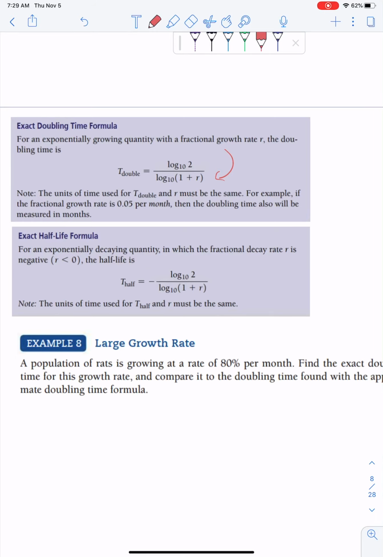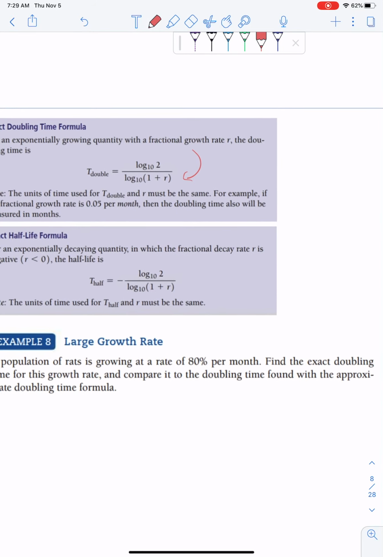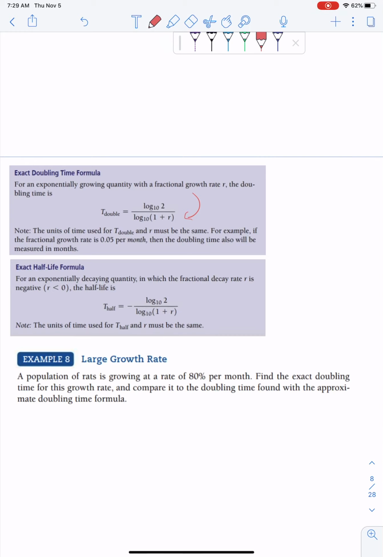Okay, so, large growth rate. A population of rats is growing at a rate of 80% per month. Find the exact doubling time for this growth rate and compare it to the doubling time found with the approximate doubling time value. So the exact doubling time is equal to log base 10 of 2 divided by log base 10 of 1 plus our rate, which is 0.8. I'm going to write it as a decimal, 1 plus 0.8.